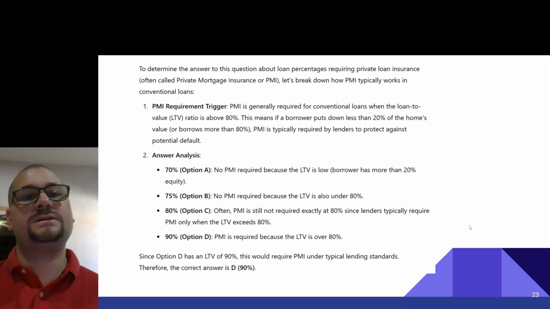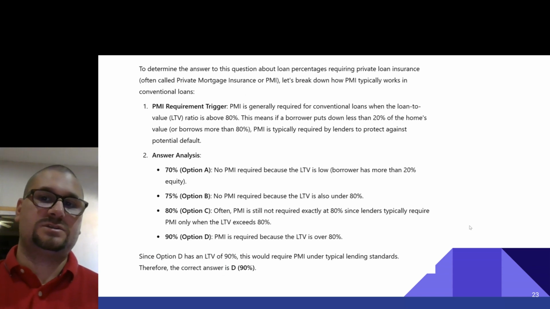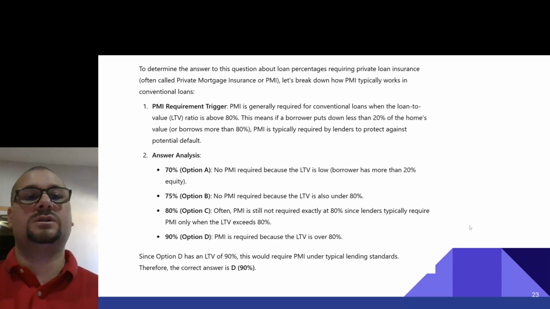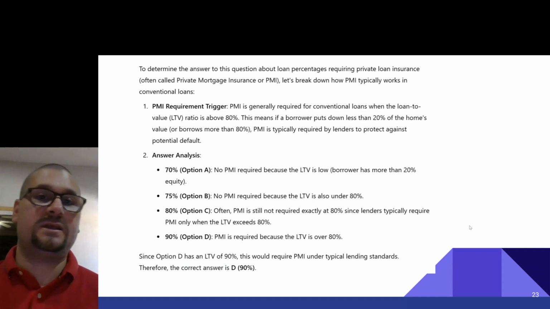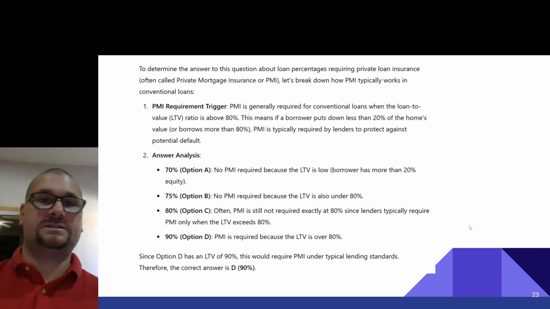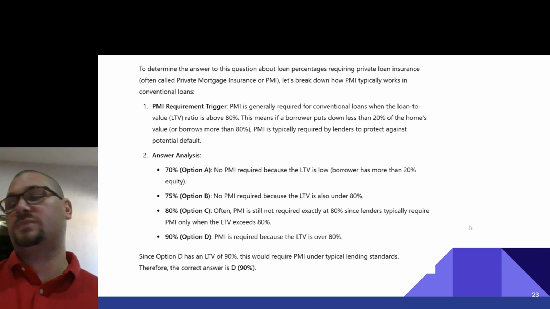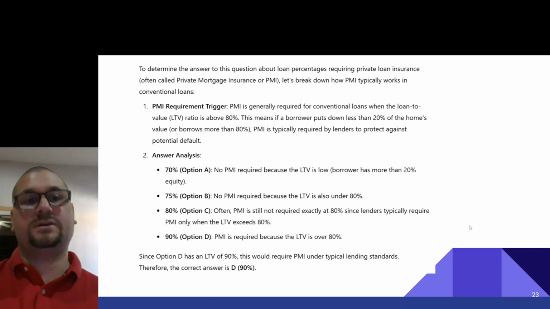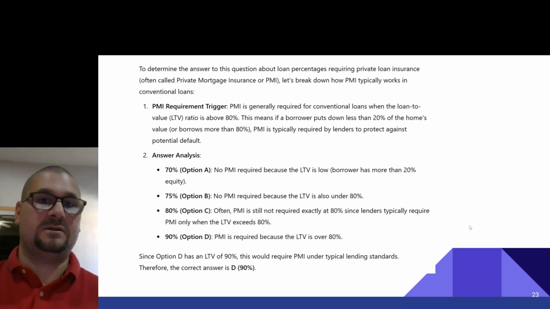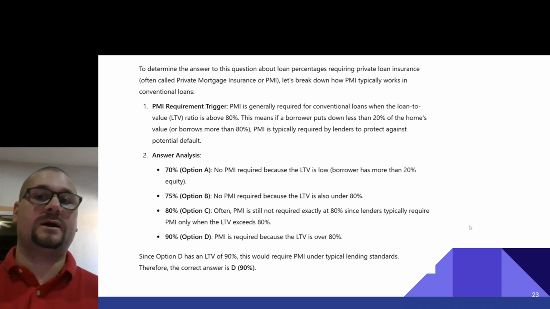So PMI, what is it? It's private mortgage insurance. It's generally required for conventional loans when the loan-to-value (LTV) ratio is above 80%. So anything over 80%, you need PMI. This means if a borrower puts down less than 20% of the home's value, say 85, 86, 90, 95, or borrows more than 80%, PMI is typically required by lenders to protect against potential default.